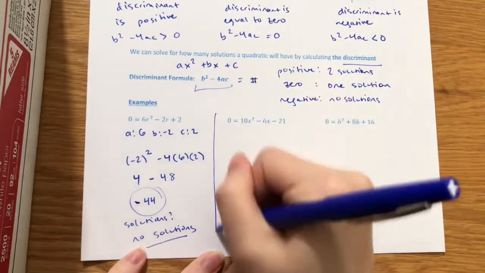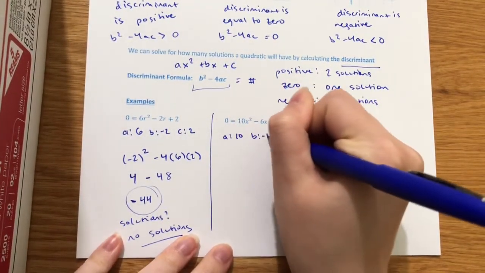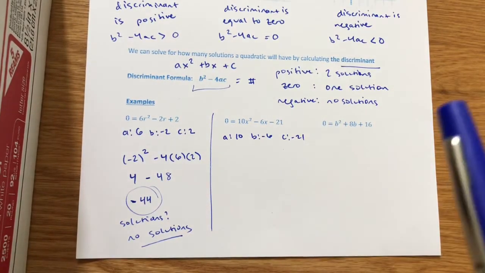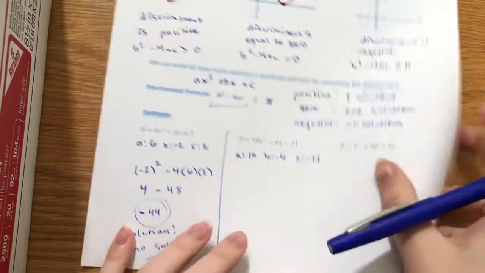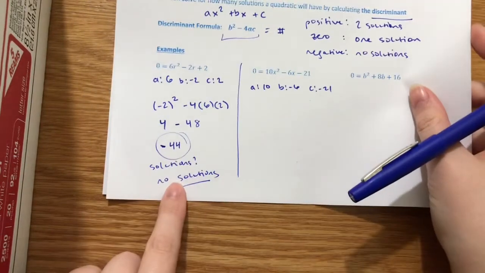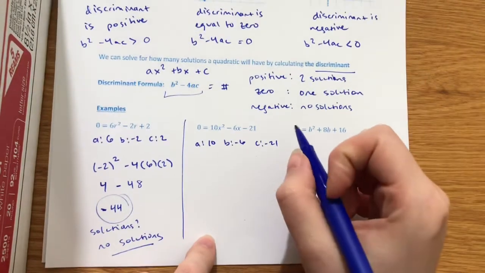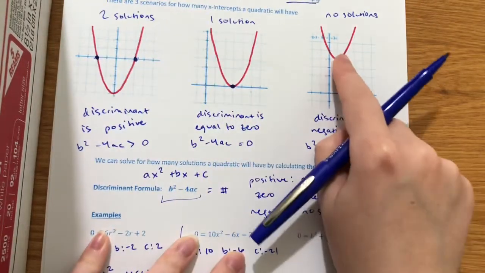All right, so another example. A is 10, B is -6, C is -21. So remember, make sure you're labeling first. And then we're going to plug into the discriminant, see how many solutions there are. And so for the last example, there was no solutions. And so if there's no solutions, you wouldn't have to keep solving. If we get a positive or 0, that means we'd have to keep solving to actually find what these points are. But if you get no solution, you can just say, we're done, no solution.